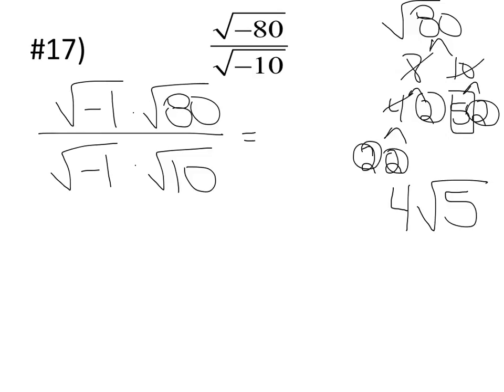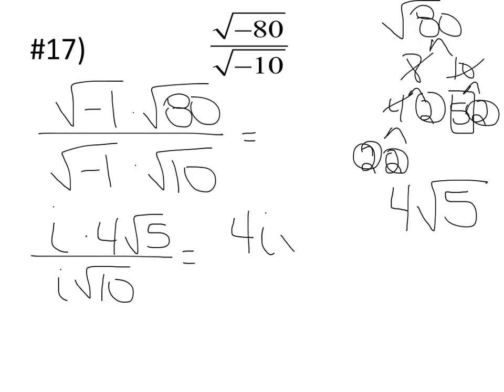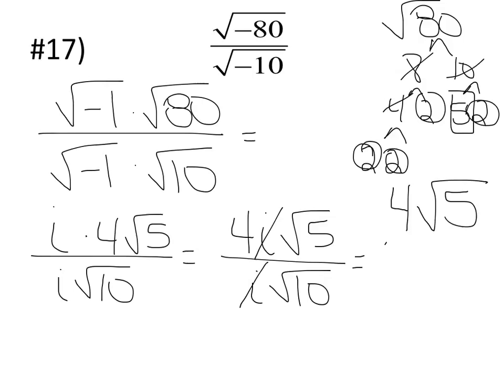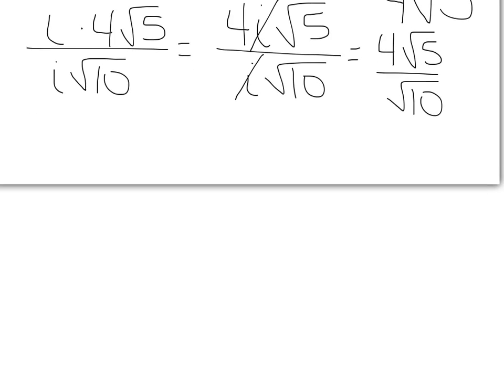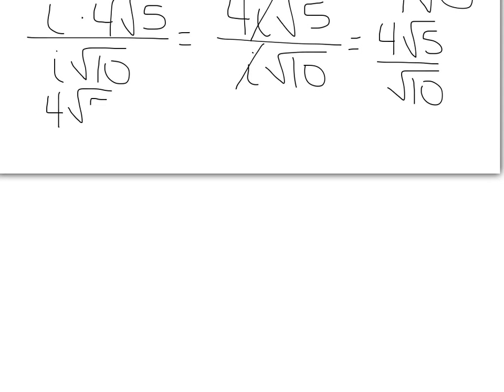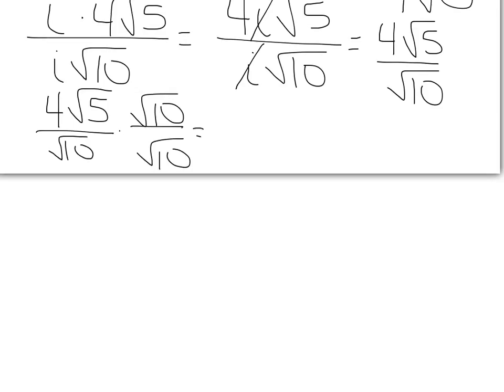So when I change this, I'm going to get an i here and a 4 square root of 5. So that's going to give me i times 4 square root of 5 over i times the square root of 10, which looks like 4i square root of 5 over i square root of 10. Okay, so your i's are going to cancel each other out, leaving you 4 square root of 5 over the square root of 10. However, you can't have a radical in the denominator, so let me just move it over here. So in order to rationalize the denominator, I multiply by the square root of 10 over the square root of 10, giving me 4 square root of 50 over 10, because remember, square root of 10 squared gives you 10.